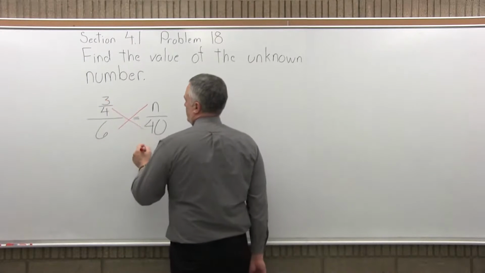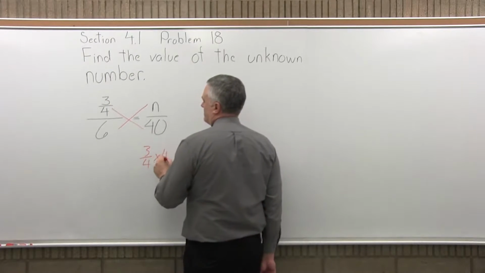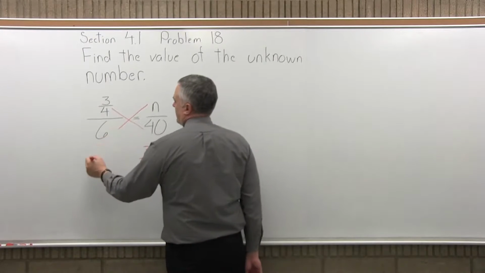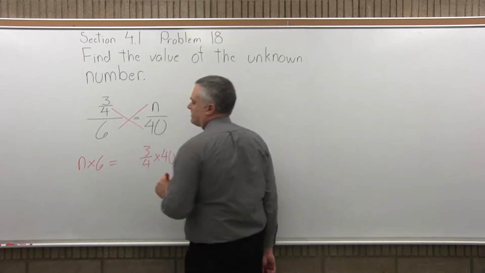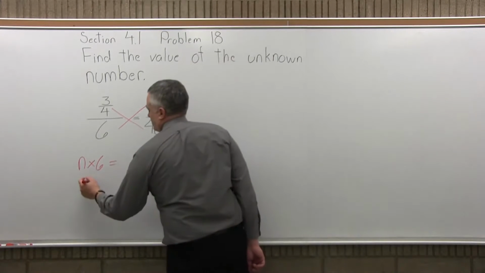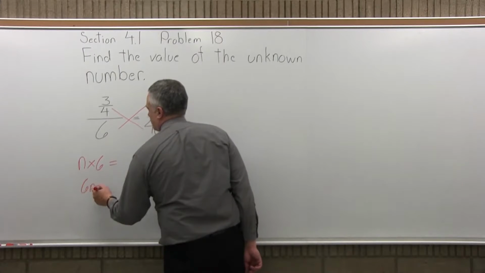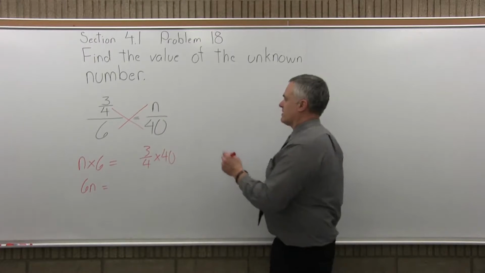So going one way, I have 3/4 times 40. And then the other way, n times 6. And we can set those equal to each other. So n times 6, that's a little bit easier. We can just write 6n. 3/4 times 40, though, that might take a little bit of work.